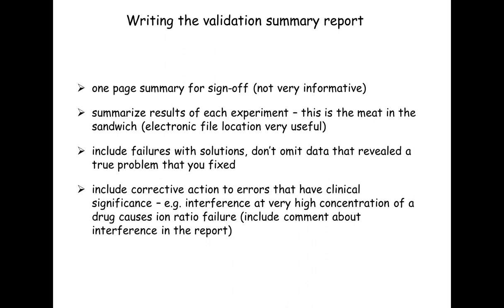If there were any failures during the method validation process, but that you fixed them, then put that in there. Don't omit data that revealed some kind of true problem that you fixed. And also include corrective action. So if you found an error that could have clinical significance, for example, some kind of interference at a very high concentration of a drug causes the ion ratio to fail, write that in there, and then you would include a comment about the interference in the validation report.